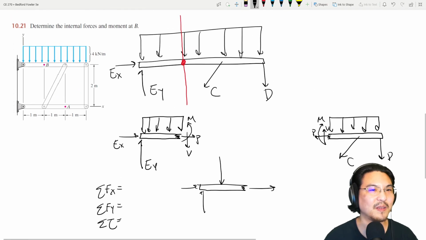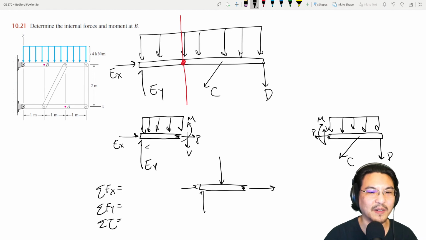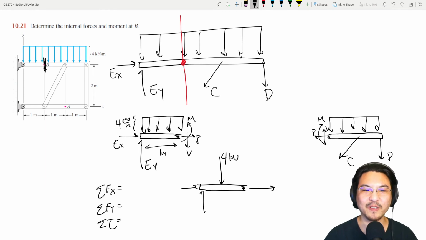So this is 4, and here to here is 1 meter, right? Because B is over here. Here to here is 1 meter. Here to here is 4, which means the area of the rectangle is 4. And the location of that force is at the centroid of the shape. So at the centroid of the rectangle, which is 0.5 meter. Okay. And then write the rest of it.